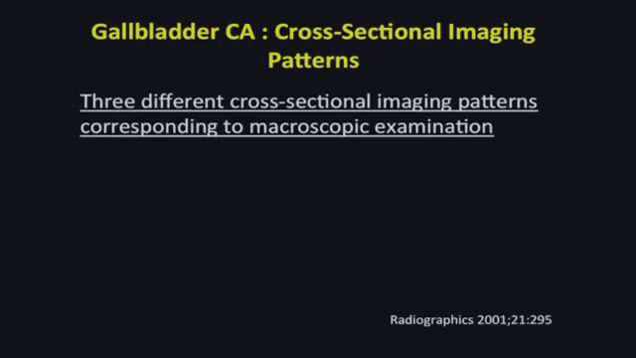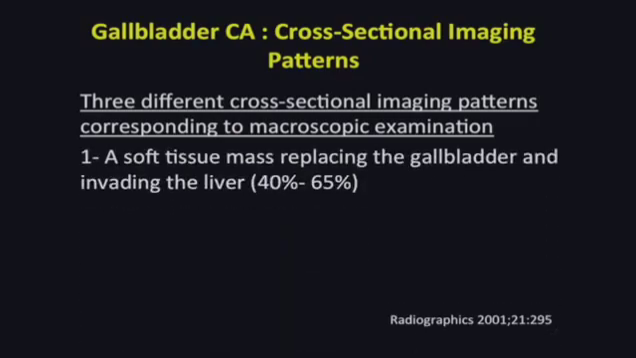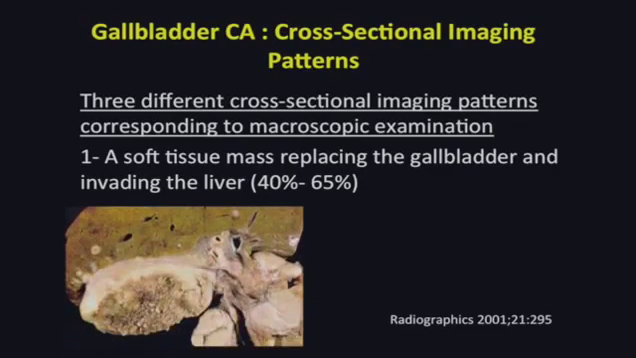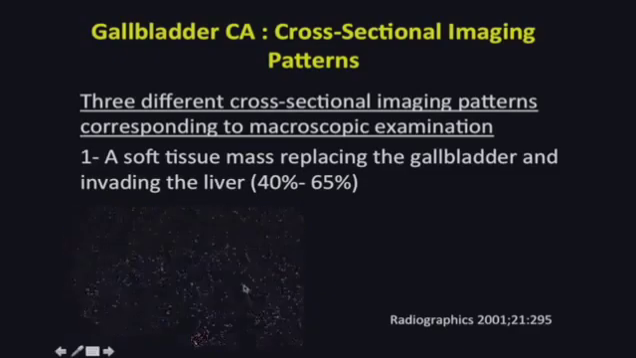On cross-sectional imaging, gallbladder cancer can present as one of 3 imaging patterns corresponding to macroscopic examination. The most common pattern is that of a soft tissue mass replacing the gallbladder and invading the liver, as seen in this cut section of macro gross pathology, with cancer replacing the gallbladder with direct invasion into the adjacent liver parenchyma. In this section, there are also hepatic metastasis and lymph node metastasis.